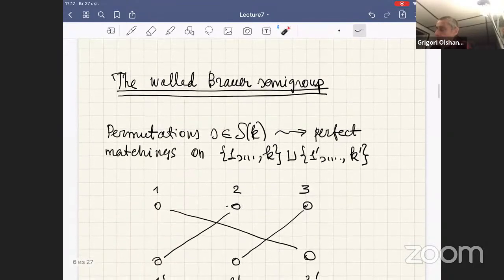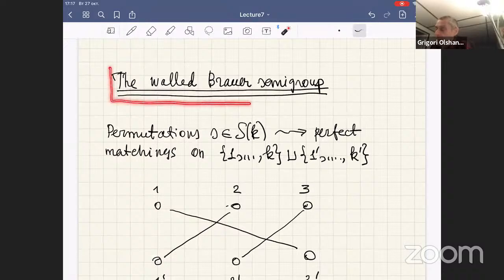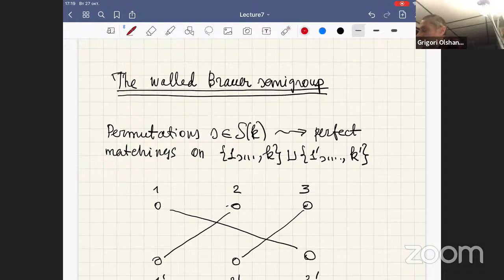To do this, I want to discuss the concept which is called the Brauer semigroup. The Brauer semigroup is a notion which was introduced by a great mathematician, Richard Brauer, who was initially a German mathematician.